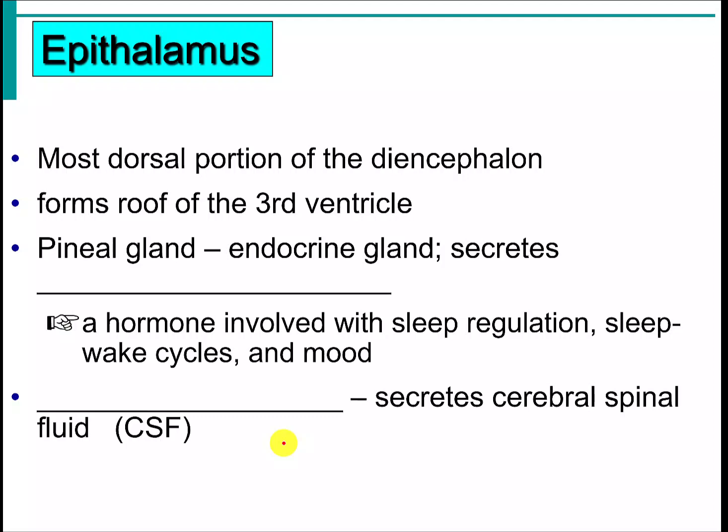Lastly, we have the epithalamus, and you might remember this prefix epi means above. So the epithalamus is above the thalamus. It forms the roof of the third ventricle, and in this area you will find the pineal gland, which is an endocrine gland. It secretes a hormone called melatonin. So this is a hormone involved with regulating sleep, getting you to wake up at certain times, and it also plays a role in mood.